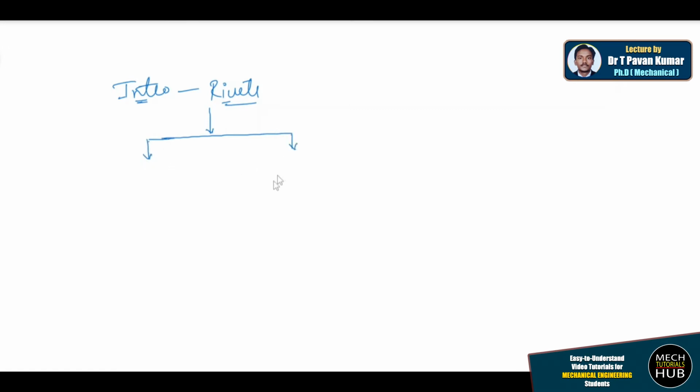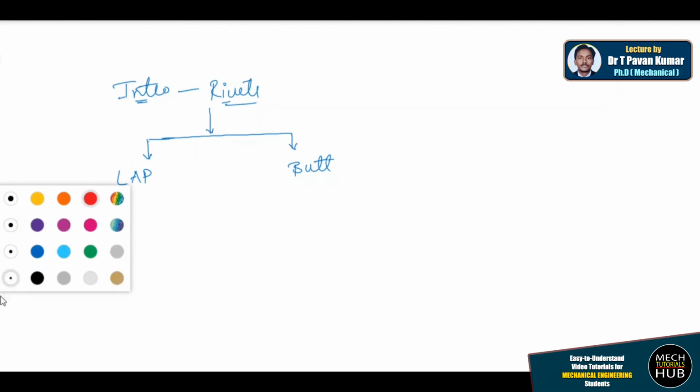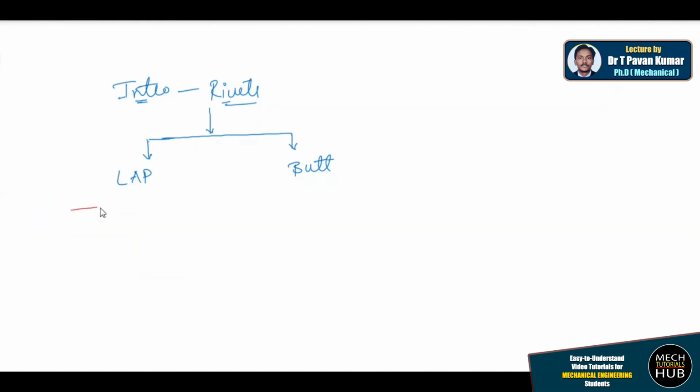Two types of joints we come across. One is a lap joint, one is a butt joint. Now if you look at the layout, how exactly it is going to look like. Let us consider this as sheet number 1. I would like to join these two sheets by placing one over the other. This is called the arrangement of a lap joint.